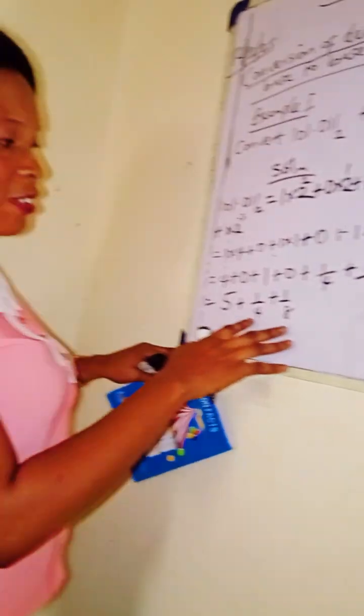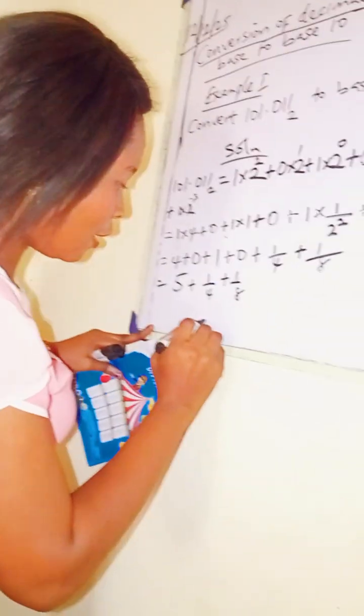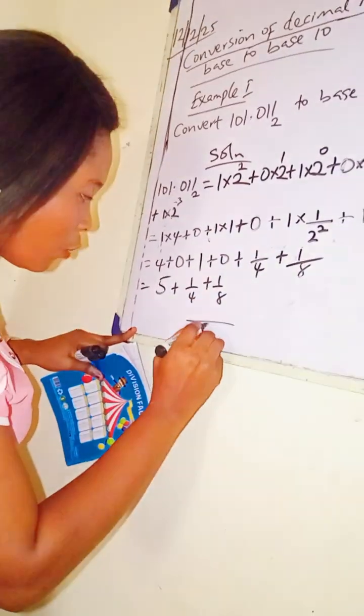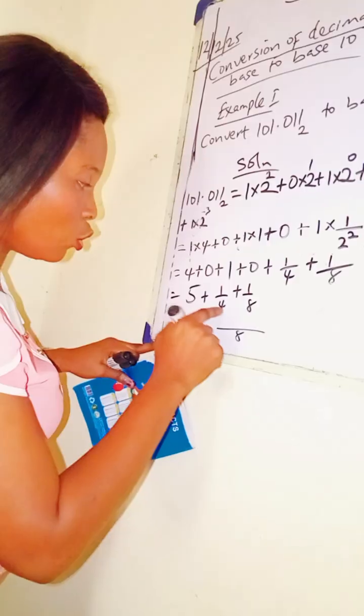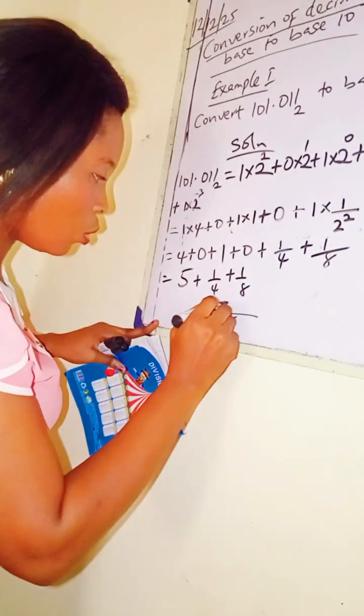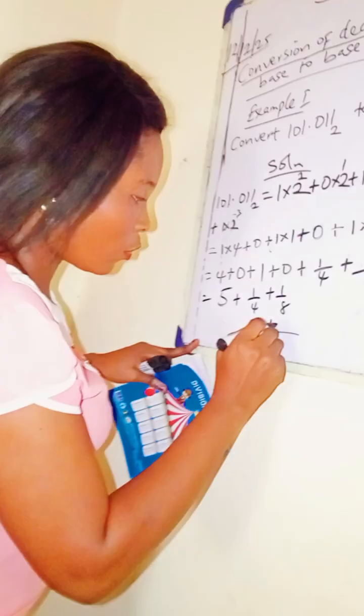You can see that this is a fraction, so we are going to look for the LCM. The LCM of 8 and 4 will give us 8. 8 divided by 4 will give us 2. 2 times 1 will give us 2. Plus 8 divided by 8 will give us 1. 1 times 1 will give us 1.